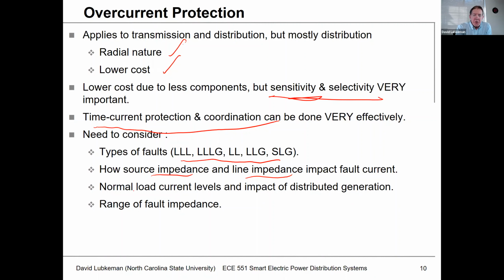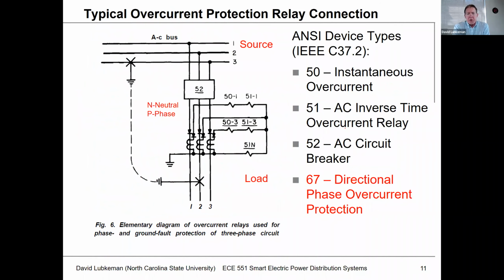And so if we know the normal load current levels, we can take into account the impact of distributed generation. If we have a range of fault impedances we could use, they're not always zero. That could maybe be high impedance faults, say like 40 ohms or maybe even 100 ohms. Then we can actually use our short circuit analysis to determine all these different currents and then use this for the protection settings. And so if we're talking about a feeder circuit breaker, this would be the types of measurements that you would be using for this.